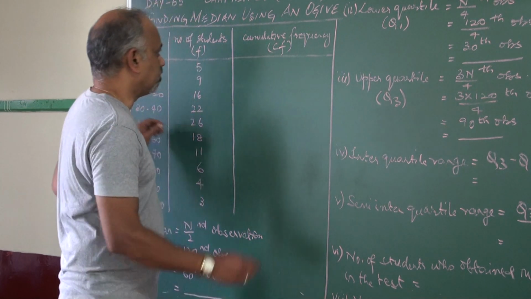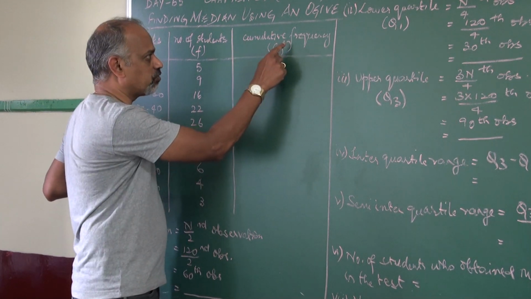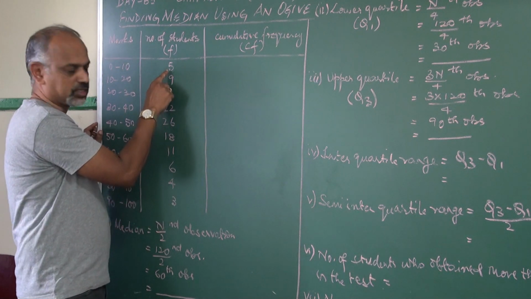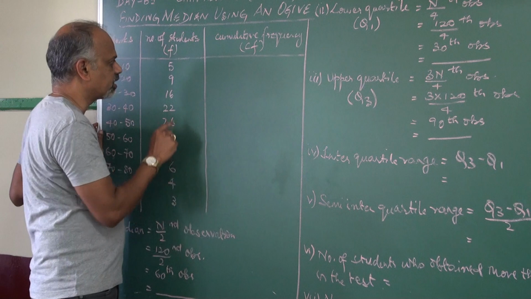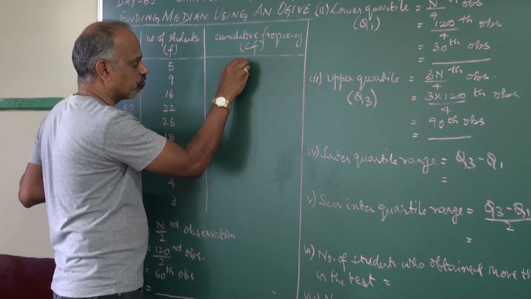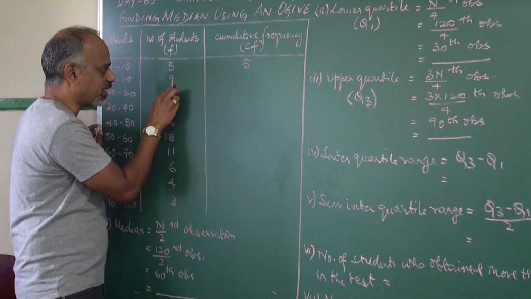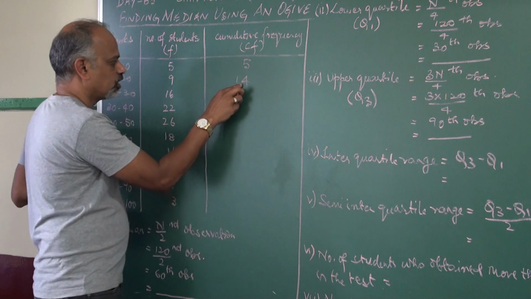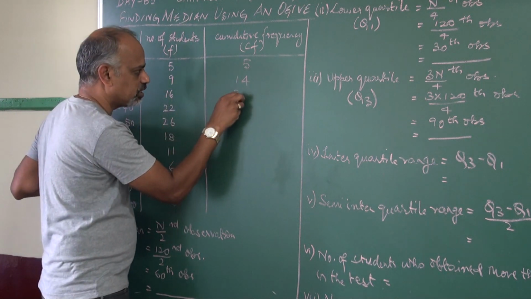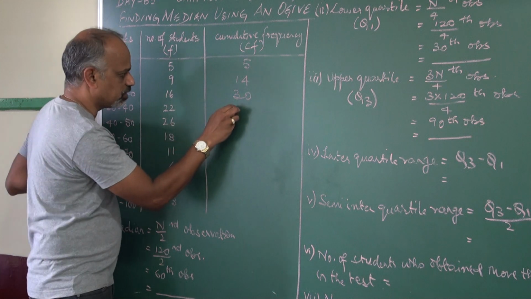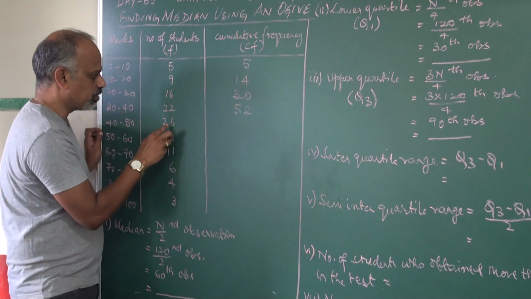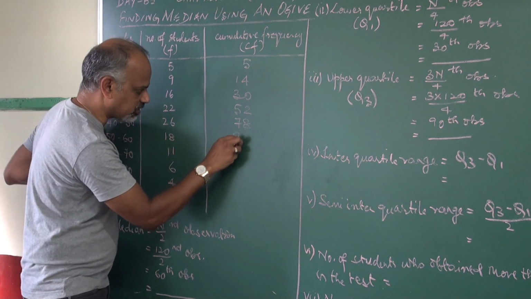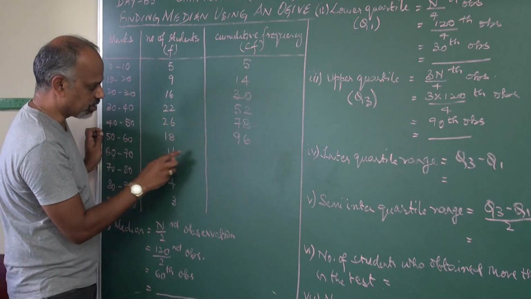So, we are first going to find the cumulative frequency from the given frequencies here. All that you have to do is keep adding these frequencies and write them down here. First frequency is 5, that remains the same, so 5. Then 5 plus the next frequency 9 gives you 14. 14 plus 16 gives you 30. 30 plus 22 gives you 52. 52 plus 26 gives you 78. 78 plus 18 gives you 96. 96 plus 11 gives you 107.